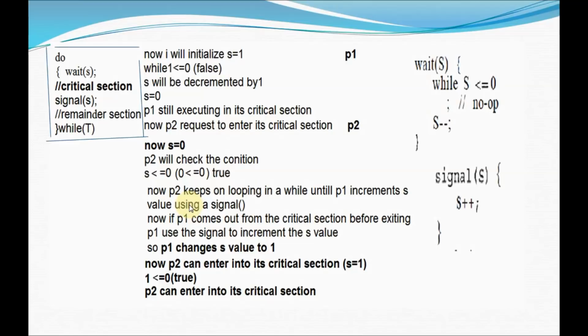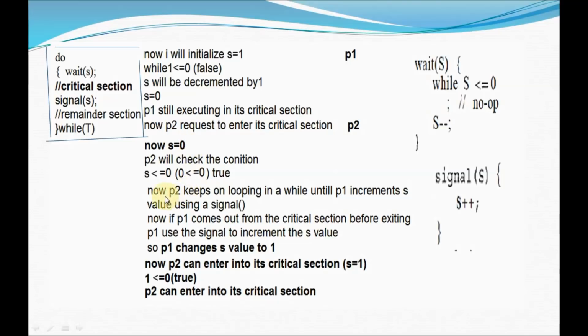Now, if P1 comes out of the critical section, P2 can enter it, right? P2 keeps on looping, you know that. So P1 is in the critical section. While exiting, P1 will increment the S value using a signal. What is the S value now? It is 0. Again, the S value will be changed from 0 to 1 by P1 while exiting.